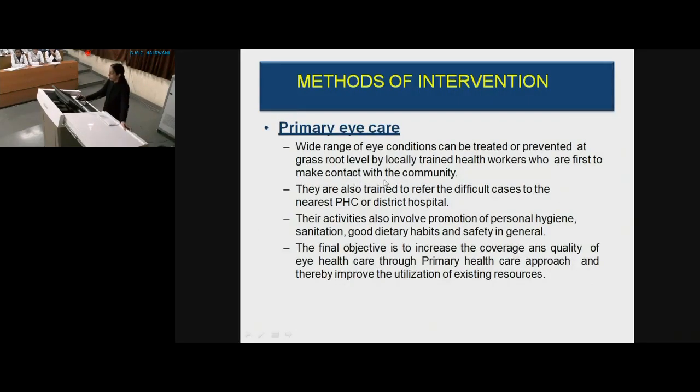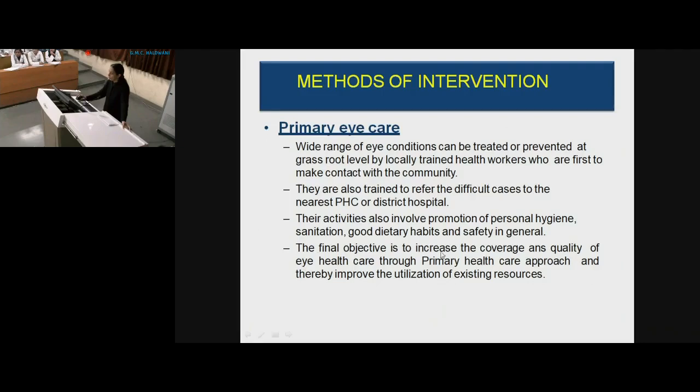Here a wide range of eye conditions can be treated or prevented at grassroots level by locally trained health workers who first make contact with the community. They are also trained to refer the difficult cases to the nearest PHC or district hospital. Activities involve promotion of personal hygiene, sanitation, good dietary habits, and safety in general. So these are all components of health education.